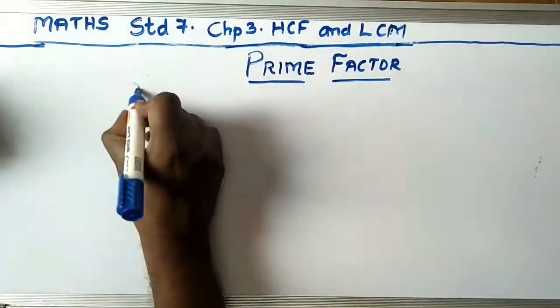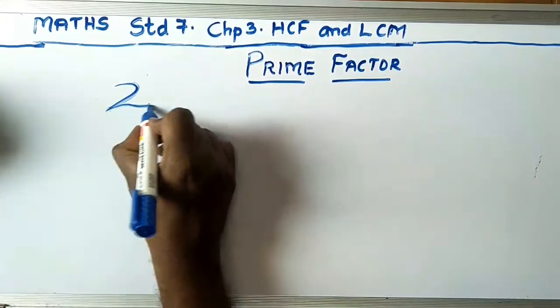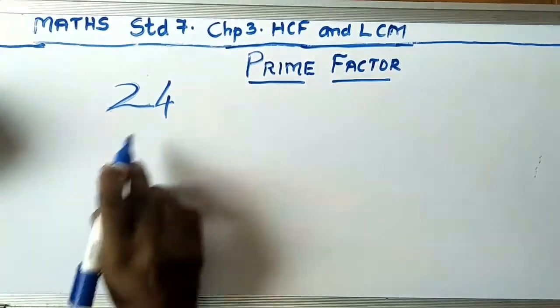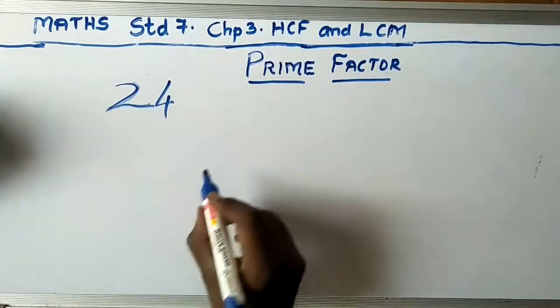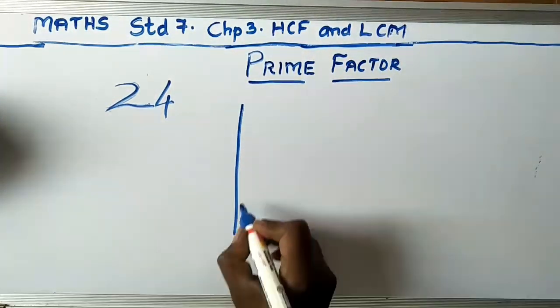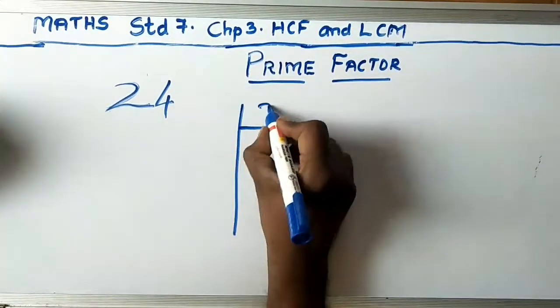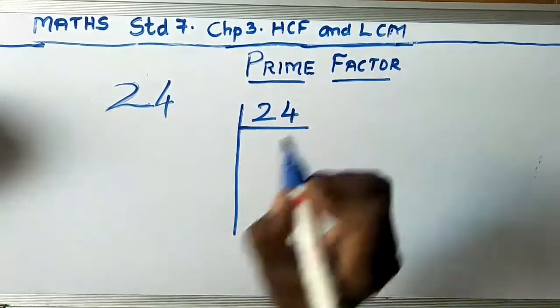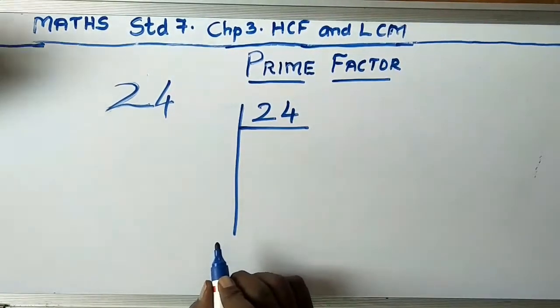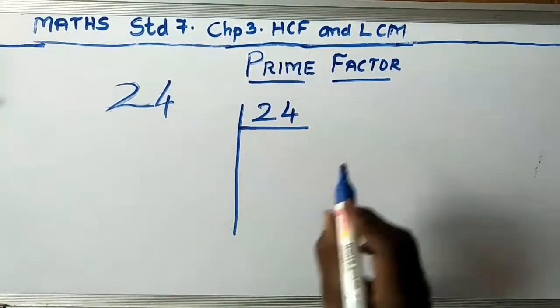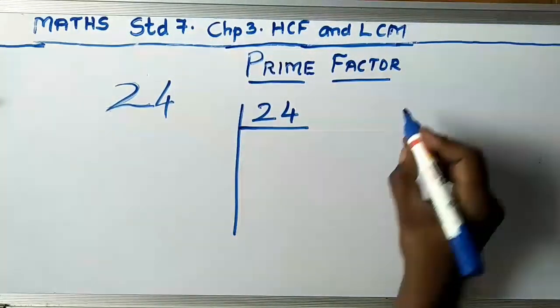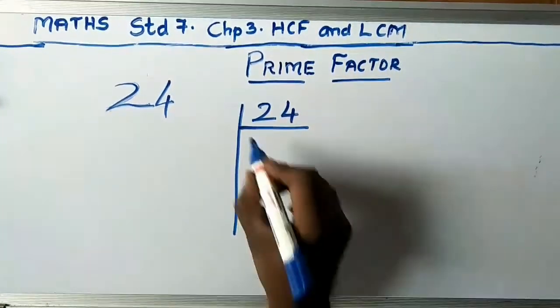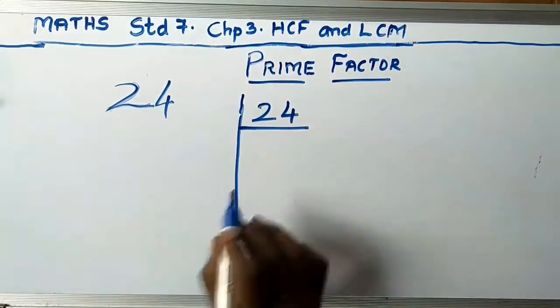So let us take an example of 24. Let's take a number. We want to find the prime factor of 24. This is the method to solve the prime factor. Now prime factor means the number which comes here, it should be a prime number only. Now how to do it?